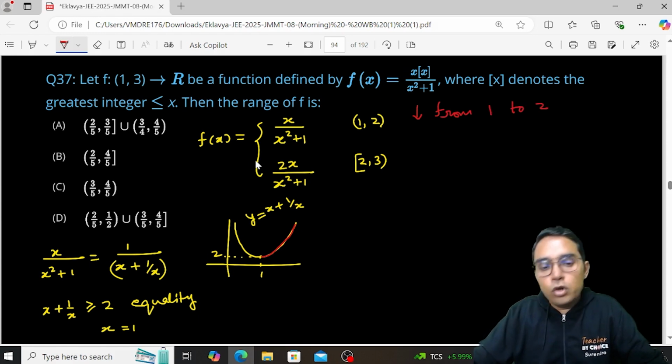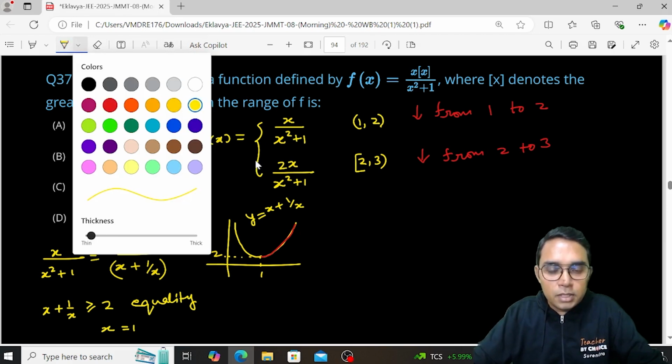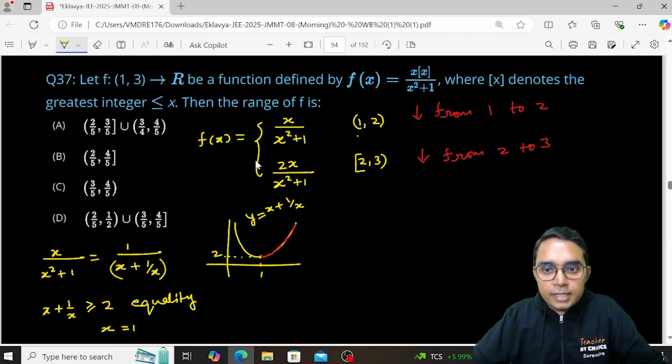And the second one is also decreasing, because my x is going from 2 to 3 and it is 2 times what was there in the first part. So it will also be decreasing from 2 to 3. So we can find the values in two different portions. For 1 to 2, because it is decreasing, the minimum will come at 2, that will be 2 upon 5, with an open bracket, and at 1 it is, I think, 1 upon 2. So at 2 it will be minimum, sorry, and at 1 it will be maximum.